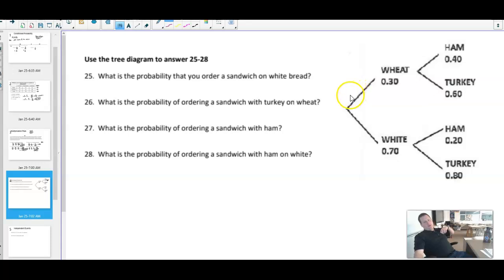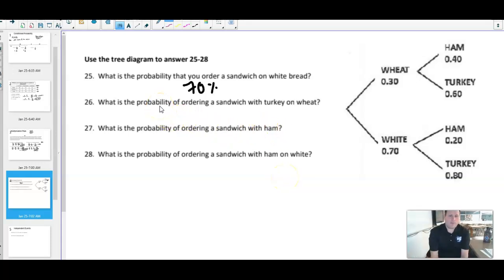Instead of using fractions, it's already as a decimal, so I'm just going to use the decimals here. So for example, let's answer a few different real simple questions. The first one just deals with a single event. What's the probability of ordering a sandwich with white bread? That would just be 70%, because of this 0.70. I just multiply it by 100, so that it's telling me what that probability is.